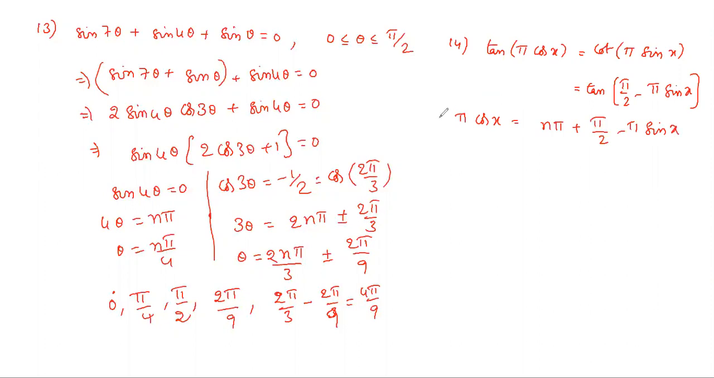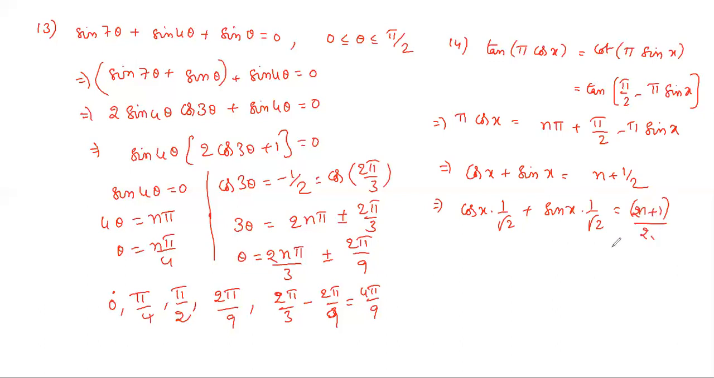Throughout the equation we can cancel pi and take sin x to this side. Cos x plus sin x equals n plus 1 by 2. To write it as a single function, we have to find cos (x minus pi by 4), so we divide by root 2: cos x into 1 by root 2 plus sin x into 1 by root 2 equals (2n plus 1) by 2 root 2. So you can write this one as cos (x minus pi by 4) equals (2n plus 1) by 2 root 2, and n is an integer.